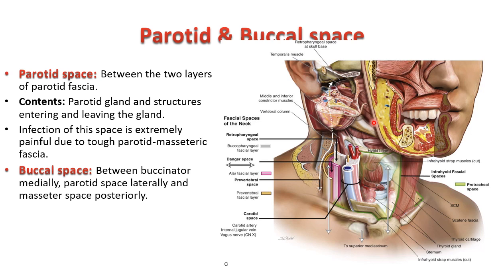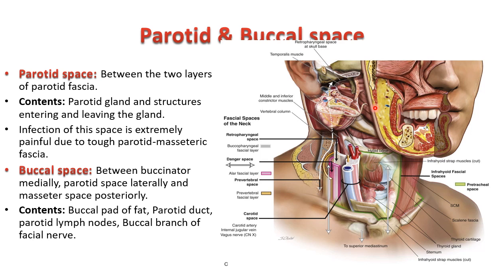Then you have the buccal space which is present lateral to the buccinator muscle. Okay, and lateral to this you have the parotid space and the masseter space. So the buccal space communicates. Mainly the content of the buccal space will be buccal pad of fat, and here you are able to see the parotid duct and you have the buccal branch of the facial nerve. So they all form the part of the buccal space. So that might communicate mainly with the parotid space or to the submasseteric space.